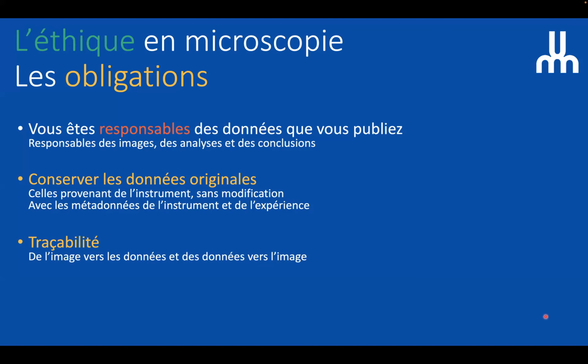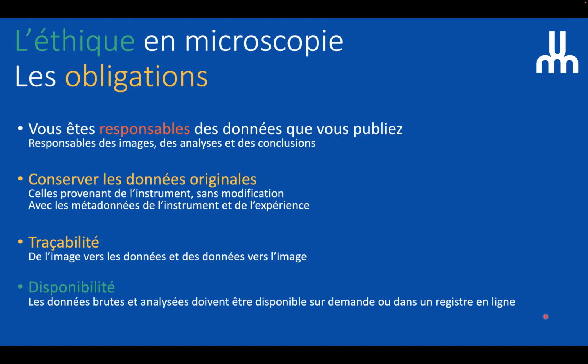The second thing is we need to be able to trace things down. So if you publish a picture and you quantify it, we need to be able to follow which image is giving rise to which data. And it works in both ways. If I show you a point on your graph, you should be able to find the images that gave rise to this point. And this is what I call traceability. So you need to be able to do both ways, to get from the picture to the data and from the data to the picture.